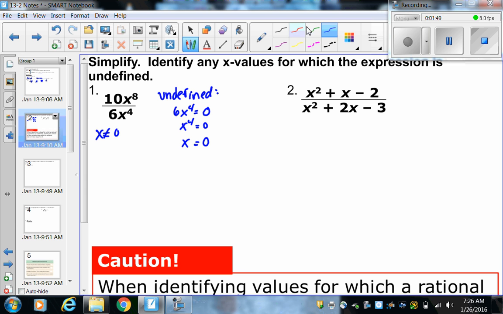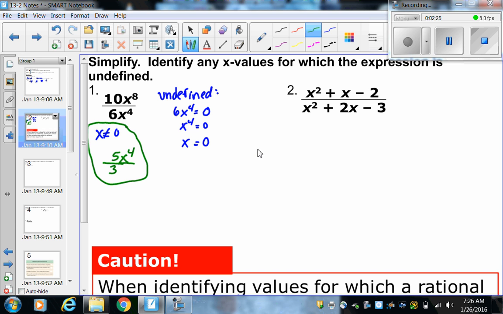Now for simplifying, what's 10 over 6, what can that be reduced to? They're both divisible by 2, so that would give me 5 over 3. And then if you remember with exponents, you subtract. So 8 minus 4 is 4. And that's positive, so it's going to go up top. Basically, whichever of these is the biggest number is where the result's going to go. So this would be my final answer for example 1.